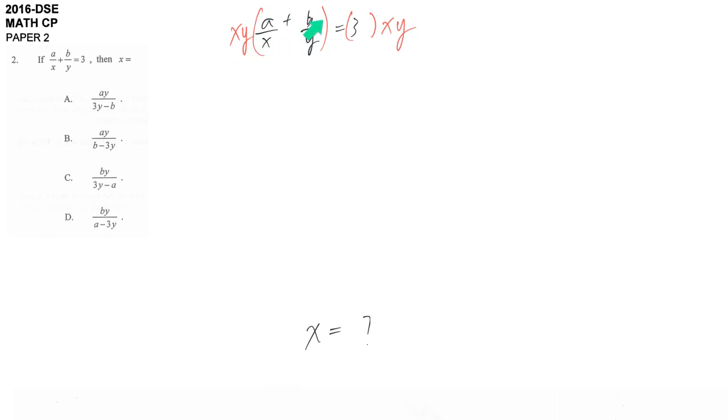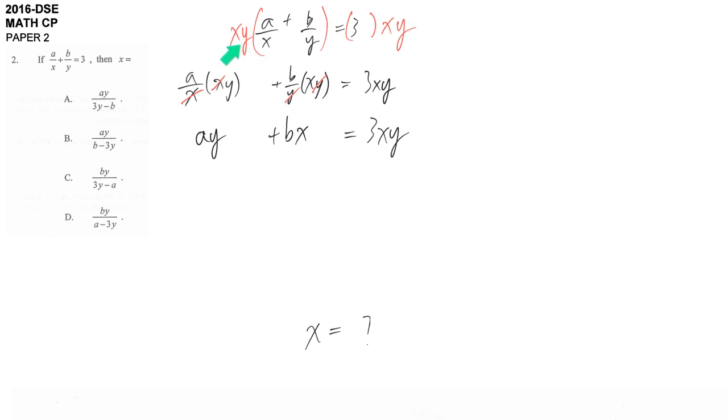Now we are going to remove the bracket here because there are two terms in left hand side. When I remove it, every term we need to times xy. So we have a over x times xy. We also have b over y times xy, which is consistent with what we have learned in Form 1. And then we check term by term. The first term, x divided by x becomes 1 times, or you can just ignore it. So this term will become a and y is left. Similarly, the second term, y and y divided each other and give you 1. So it gives you b and x left only.